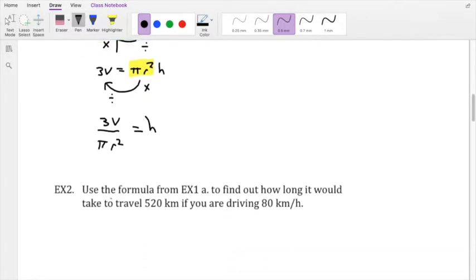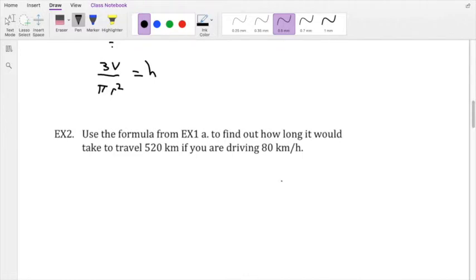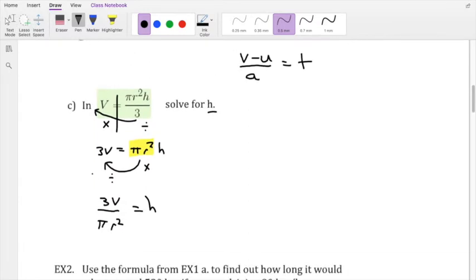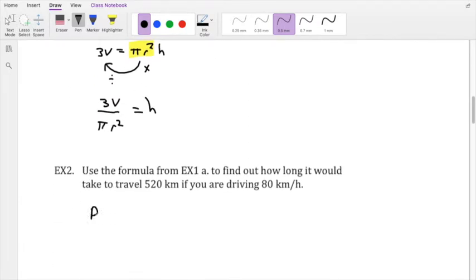My last example here is use the formula for example 1 to find how long it would take to travel 520 kilometers if you drive 80 kilometers per hour. Okay, so what was the formula, the original formula? Distance equals speed times time. Now, if I was doing this question, I would write out everything I know, everything I could know. And then fill in what I have. So I have 520 kilometers, so I can put that right there. I have 80 kilometers an hour, which is my speed.